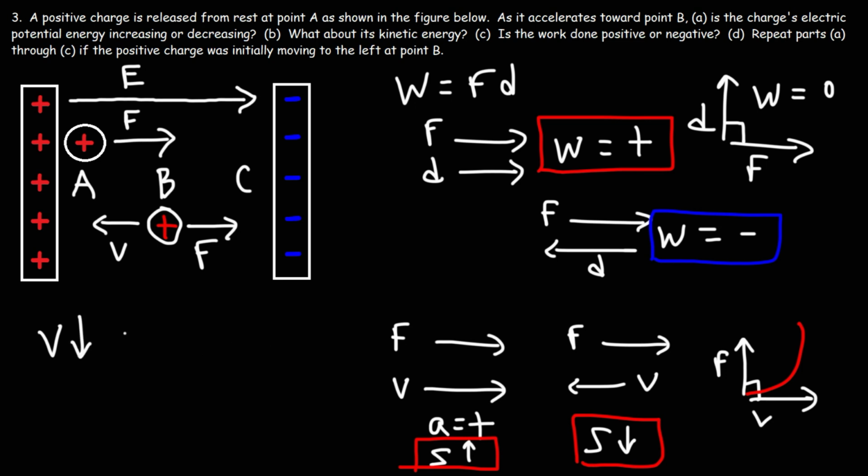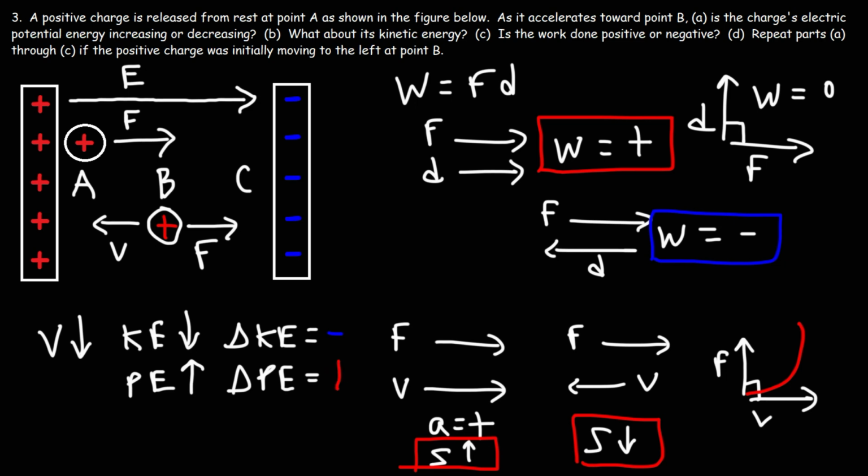If it's slowing down, that means that the kinetic energy is decreasing. Therefore, the change in kinetic energy is negative now. If the kinetic energy is decreasing, that means that the potential energy, the electric potential energy, is increasing. So the change in electric potential energy is going to be positive. Now what about the work done? Since the change in kinetic energy is negative, the work done on this positive charge is going to be negative as well.